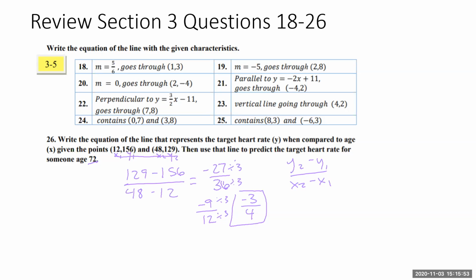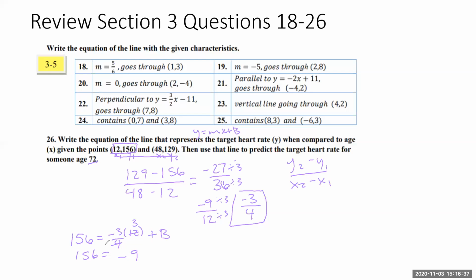So then what we're going to do is, since we don't have the y-intercept, we're actually going to try and find that using the equation y equals mx plus b. So when we do that, we're going to plug in what we know. I'm going to use 12 and 156 for my x and y. So 156 is the y, and then we have -3 over 4 times 12, because that's the x, and then plus b. So 12 divided by 4 is just going to be 3 on top. We have a -9 plus b equals 156.